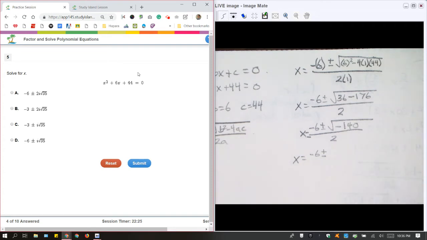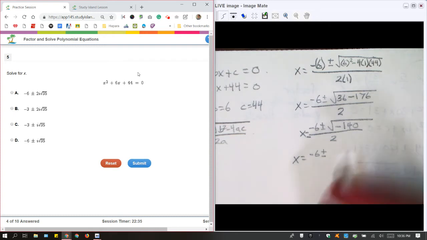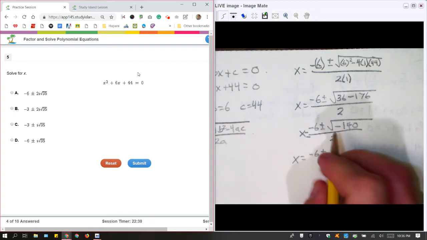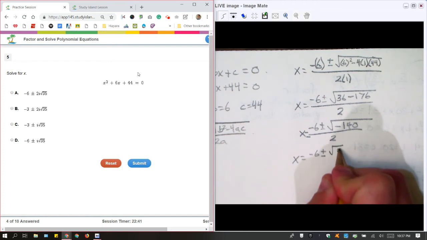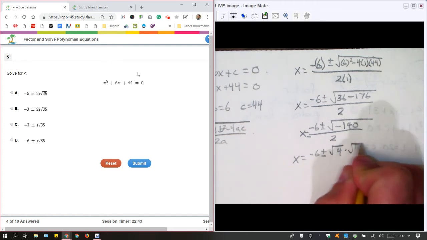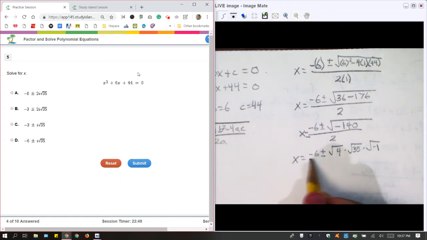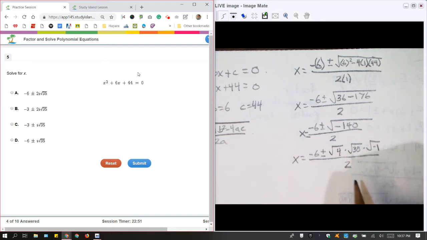I get students all the time that want to divide this by like 2 or something like that. You can't divide it by 2. It's not going to work, okay? So 140 divided by 4 is 35. So you're going to have the square root of 4 times the square root of 35 times the square root of -1, all divided by 2.